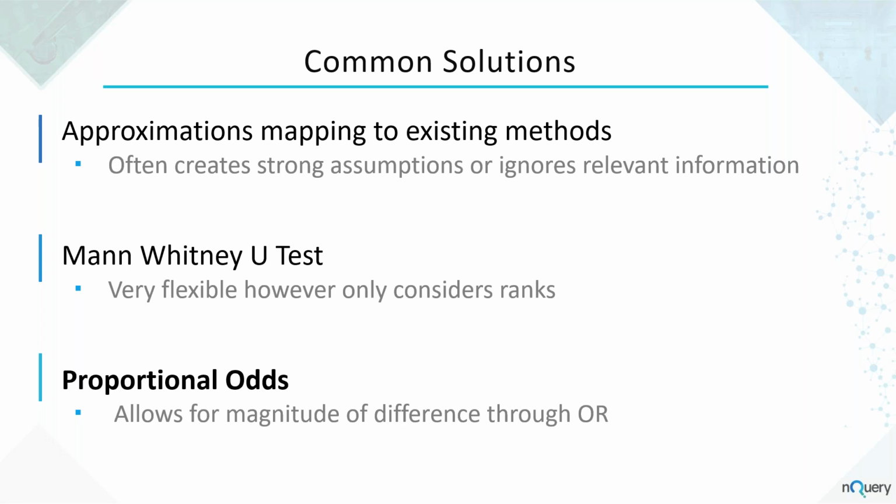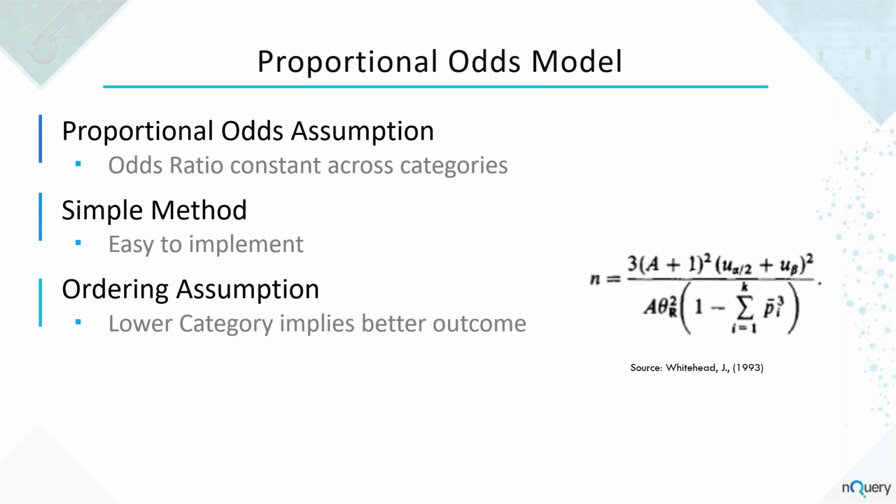But this is kind of where the proportional odds model comes into its own, since you're examining the underlying log odds ratio, or odds ratio, I suppose I should say. And this allows for the magnitude of differences through the use of the odds ratio. And indeed, the reason it's so named, proportional odds model, is just because an assumption is made regarding proportional odds. So just to explain that a bit further, what is the proportional odds assumption?